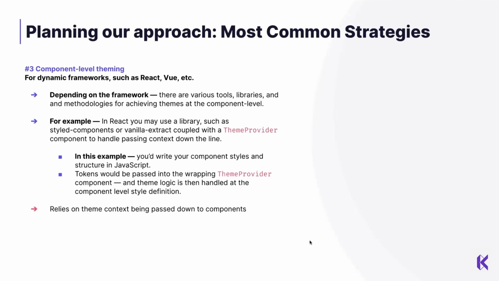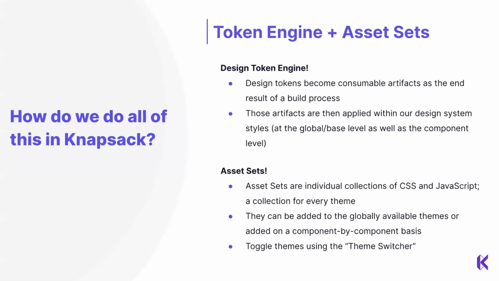And then lastly, we've got component level theming, which is more specific to dynamic frameworks like React or Vue. Depending on the framework, there are lots of different tools and libraries to help you achieve this component level styling. For example, in React, you might use styled components or vanilla extract. You could then import JSON design tokens and do just about anything with them. So how do we do all of this inside of Knapsack?